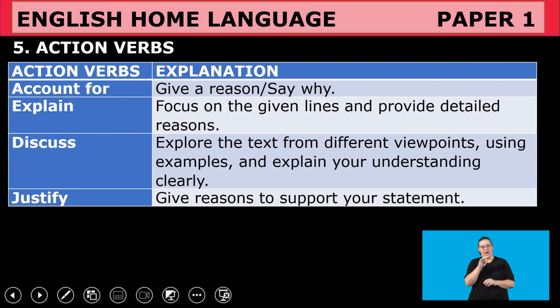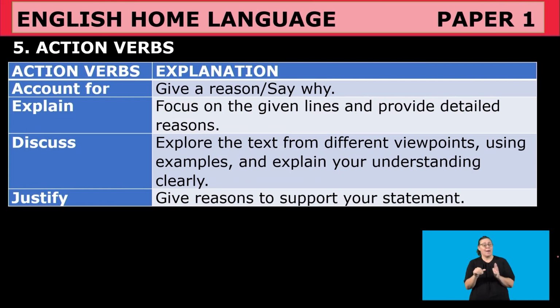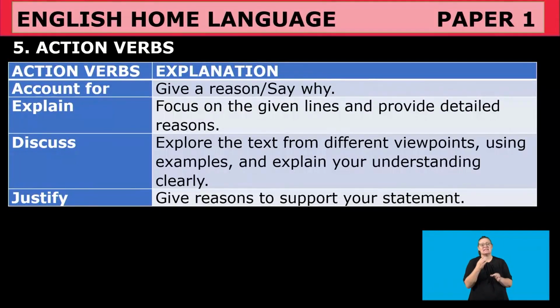Now let's take a look at some action verbs. These are very important for you to know so that you can be successful in answering the questions. Firstly, a very simple one, account for. This just means give a reason or say why. Make sure that you answer it fully. Then, of course, explain. Here you focus on the given lines and you provide detailed reasons. You'll see that questions will have a textual reference, and that's what I'm referring to when I say the given lines.